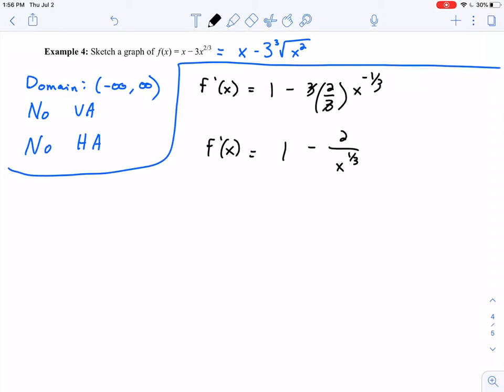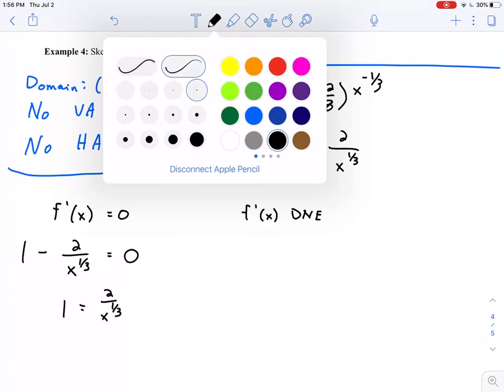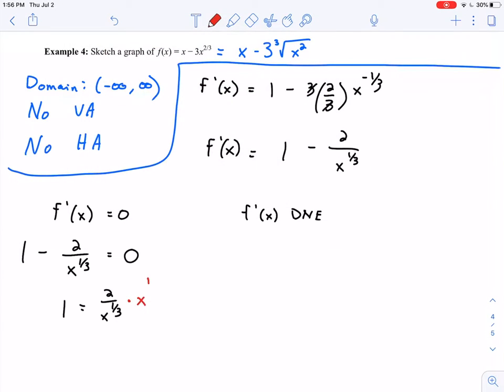I actually think it's going to be easier to take the derivative of this, so I'm just going to leave this here. And I want to find critical numbers. I want to find places where my derivative, f prime of x, is equal to 0, and places where my derivative is undefined. So first I'll take my derivative, 1 minus 2 over x to the 1/3 power, set that equal to 0, and solve this equation. I'll add 2 over x to the 1/3, so I have 1 equals 2 over x to the 1/3. And I can't solve while that x to the 1/3 is in that denominator, so I'll multiply both sides by x to the 1/3 power.